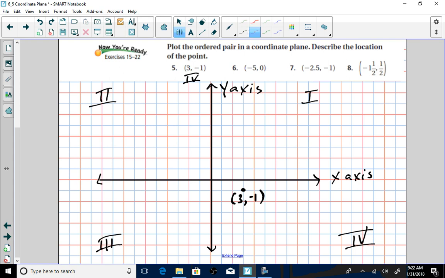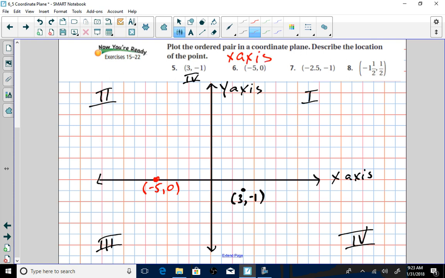All right, change colors. Let's do example 6. -5 comma 0. -5 in the x direction is 1, 2, 3, 4, 5 units to the left. 0 in the y direction means I don't go up or down at all. So that's where -5 comma 0 is located. And that point is located on what axis? It's not in any quadrant, but it's located along what? The x-axis. So I'm just going to write x-axis.